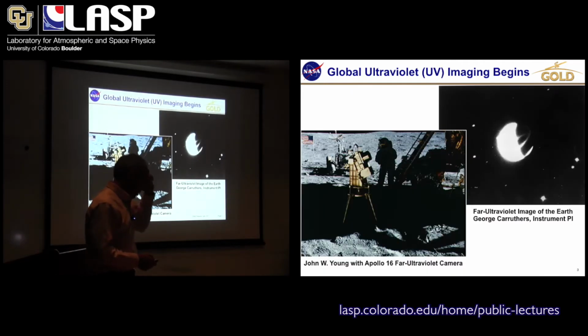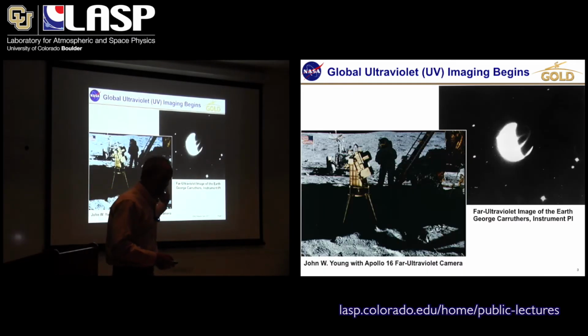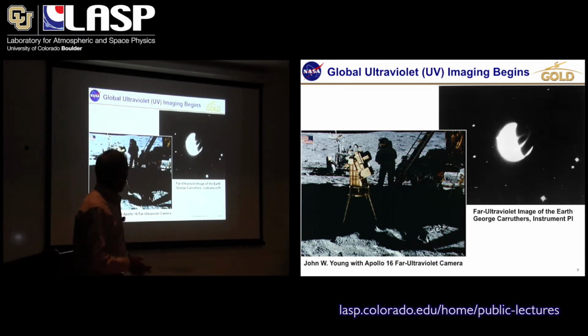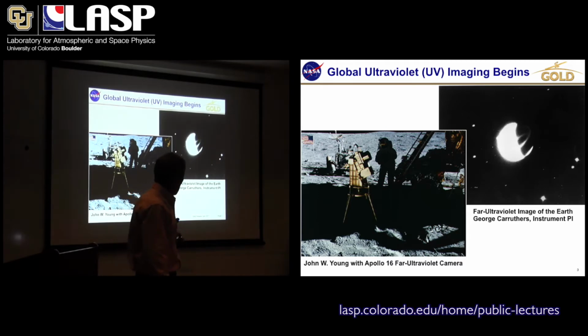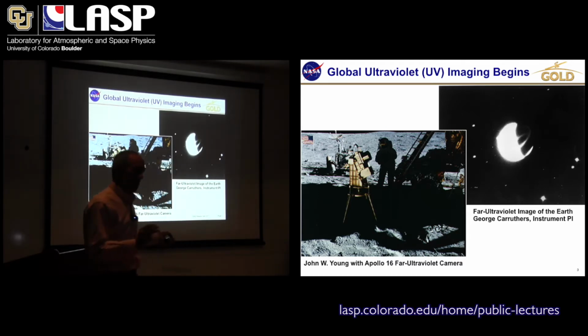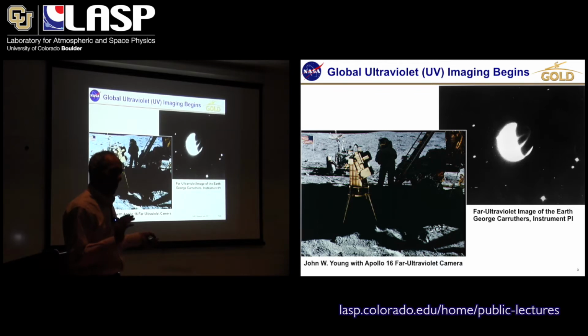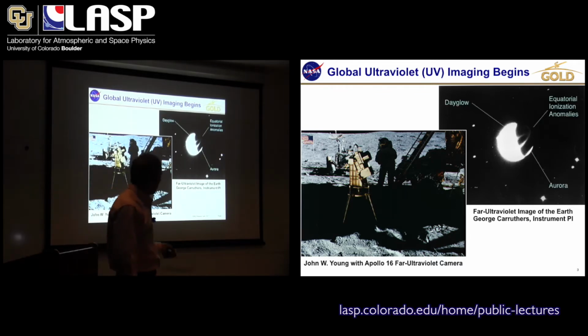Of course, this isn't new. Other people have been thinking about this sort of view even further back. George Carruthers at the Naval Research Laboratory, back on Apollo 16, flew a far ultraviolet camera that used film and took pictures of the Earth from the moon. These images show some important aspects that you can get simultaneously from this perspective, from a long distance from the Earth.